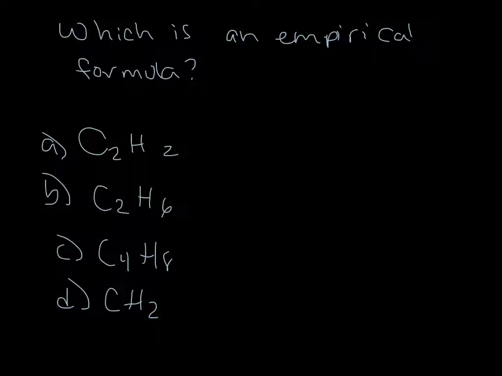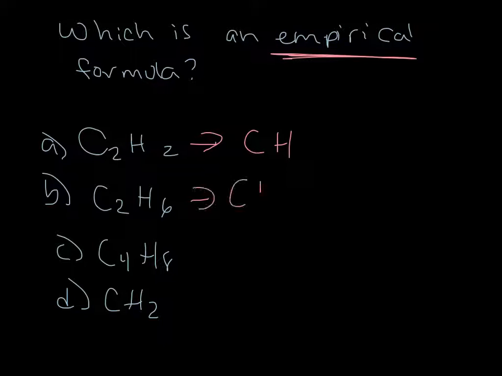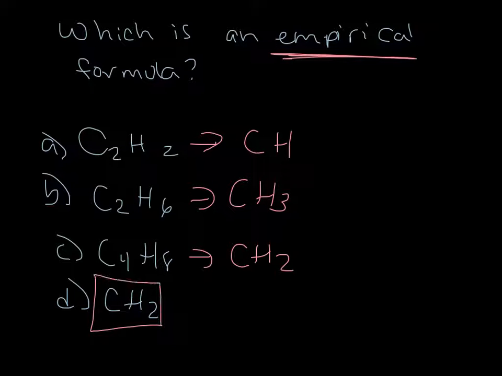So let's say I asked you which of the following is an empirical formula: C2H2, C2H6, C4H8, or CH2. You have to look for one that cannot be reduced any further if it's going to represent the empirical formula, because that's the most reduced version. So if we look at C2H2, we could divide by 2 and reduce that out to CH. C2H6, we could divide by 2 and reduce it to CH3. C4H8 could become CH2. Only CH2 would be the empirical, meaning it can't be reduced any further.